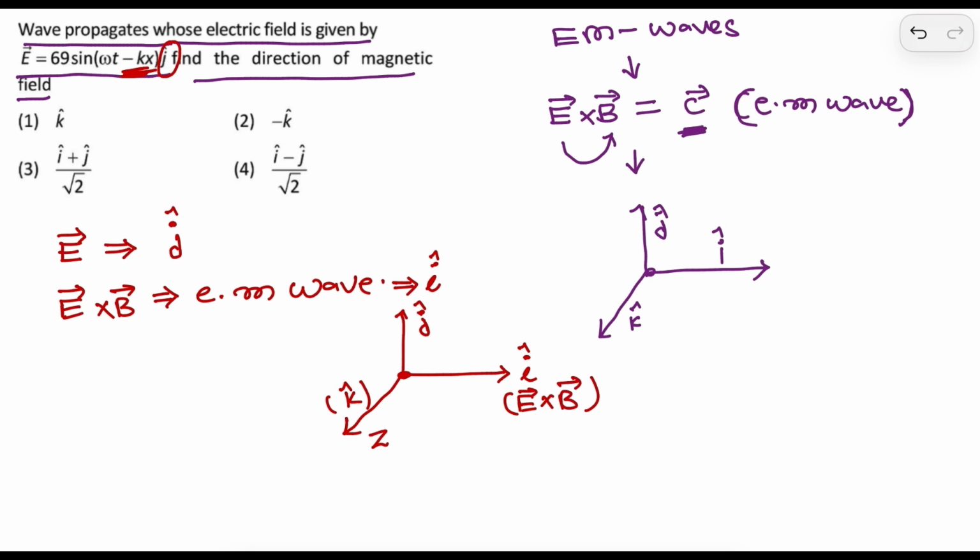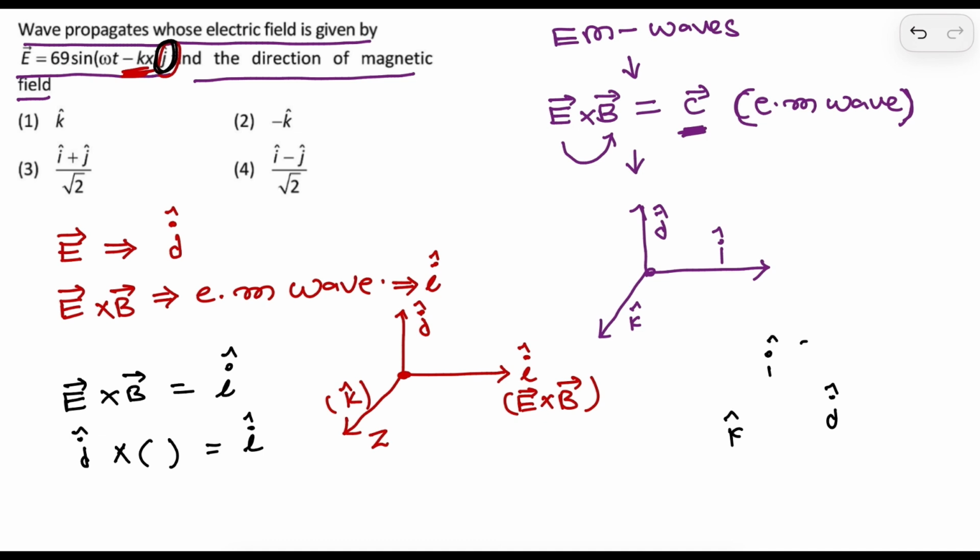Okay. So first, E bar cross B bar should give what? It's an I cap. So you know E bar is a J cap. J cap cross something, multiplied as a cross product, you should get the I cap. If you have an idea of the vector product: I cap, next J cap, next K cap. So I cross J is K, J cross K is I, K cross I is J.